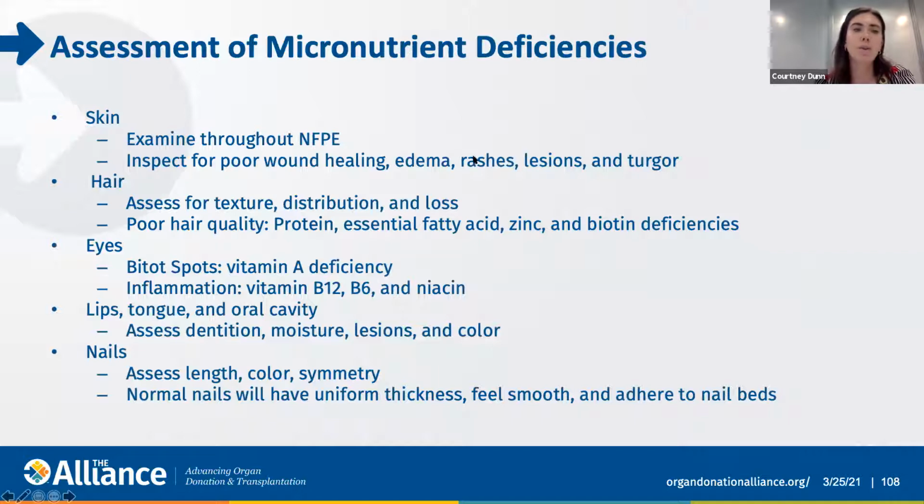So, assessment of micronutrient deficiencies. The skin is examined throughout the nutrition-focused physical exam. We want to make sure that we're inspecting for any poor wound healing, edema, rashes, lesions, and turgor to assess hydration status. For patients post-transplant, immunosuppression, mainly the steroids, can affect wound healing. So if a patient is eating poorly after transplant and their surgical wounds are not healing, you're noting that on the physical exam, it can also have a component of the medications that they're taking.